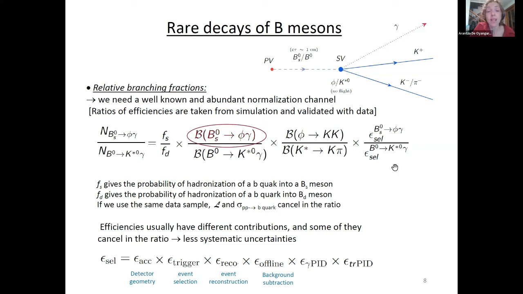Okay, and what we usually try to do when measuring relative branching fractions is to use channels which are similar, so that some of the efficiencies can cancel. Because, for instance, at the end in both cases I'm detecting a photon, in both cases I'm detecting a kaon. Okay, so this will mean that you will have cancellations of efficiencies.